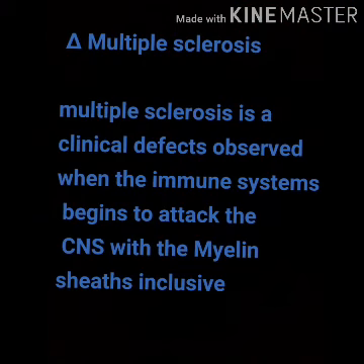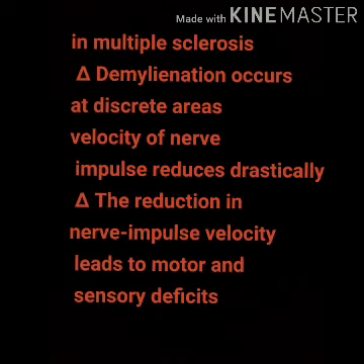We also have to look at multiple sclerosis and how it is connected to the myelin sheath. Multiple sclerosis is a clinical disorder observed when the immune system begins to attack the central nervous system, the myelin sheath inclusive. When this happens, there are some effects, which include demyelination. And you know what it is? It means that myelin sheaths are lost in discrete areas where there's a nerve impulse. Also, the velocity of that nerve impulse reduces drastically.